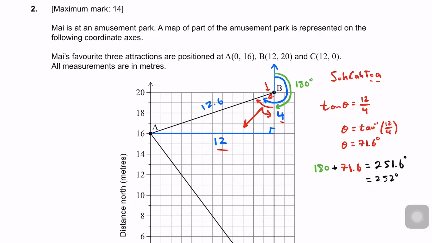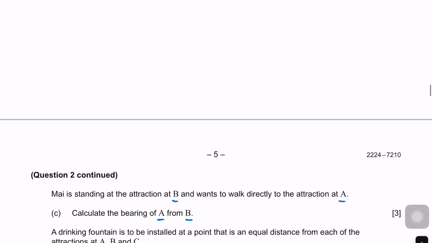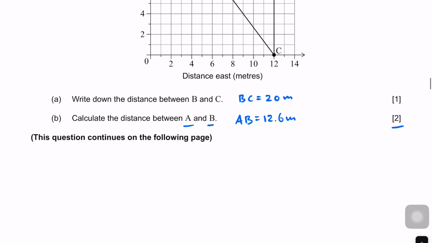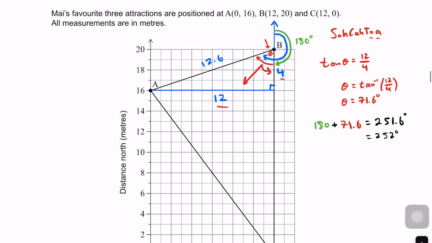Okay, I think that was a 3-mark question: calculate the bearing of A from B. This would be the angle that we need to sweep through. In terms of process, I'd imagine a tan relationship showing 180 plus 71, and then our final answer.